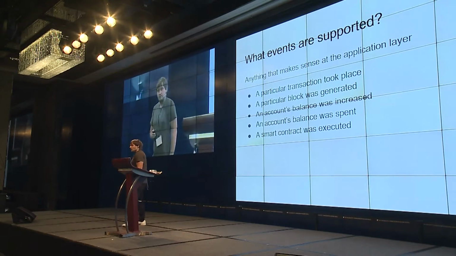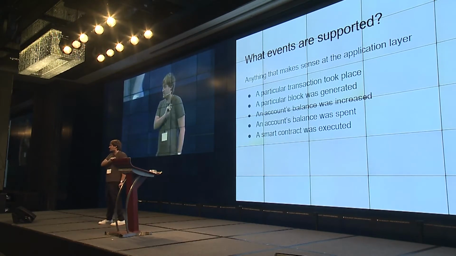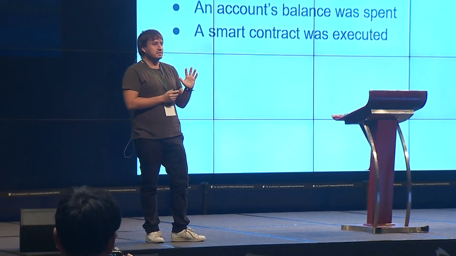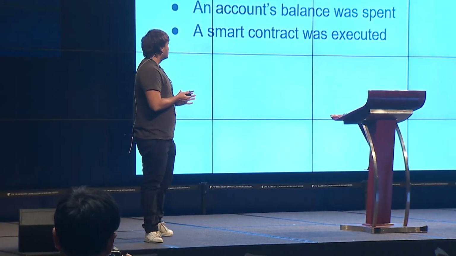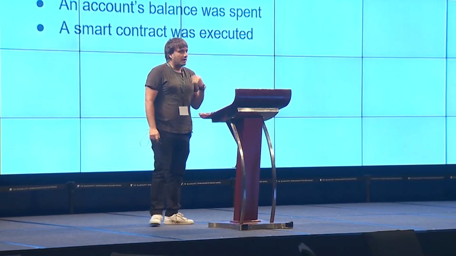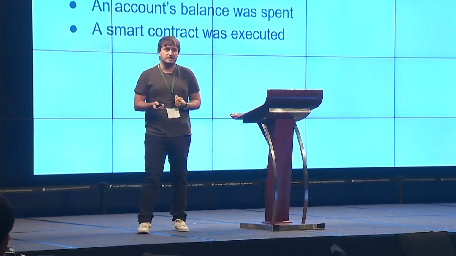So you can have an event that a particular block was generated or an account balance was changed in this way or a particular smart contract method was called. So that's the goal here. And now I want to go into some details of how we do that. Let me tell you what is the status of being able to do that and what kind of upgrades we need to the underlying chains to be able to do that.